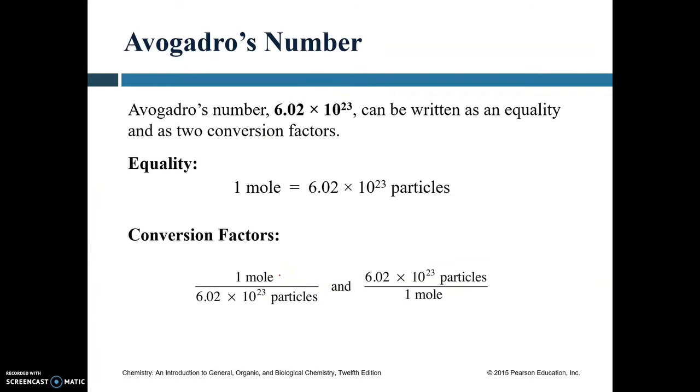So you can write Avogadro's number as a conversion factor. 1 mole contains 6.02 multiplied by 10 to the power of 23 particles, or 6.02 multiplied by 10 to the power of 23 particles in 1 mole.